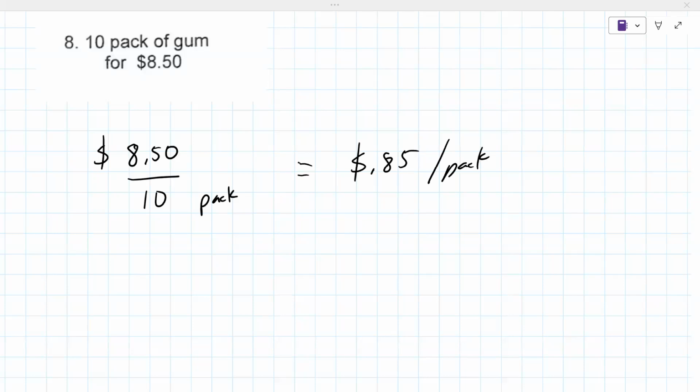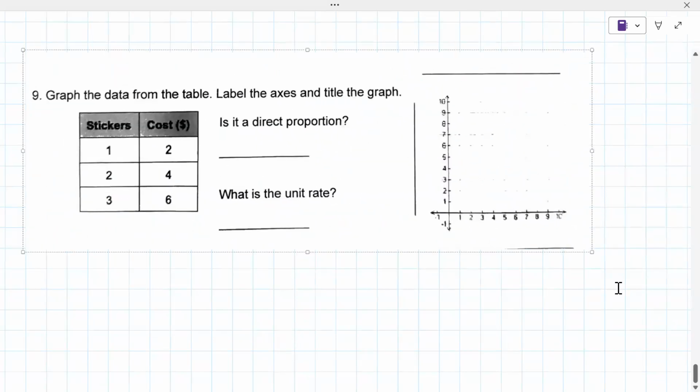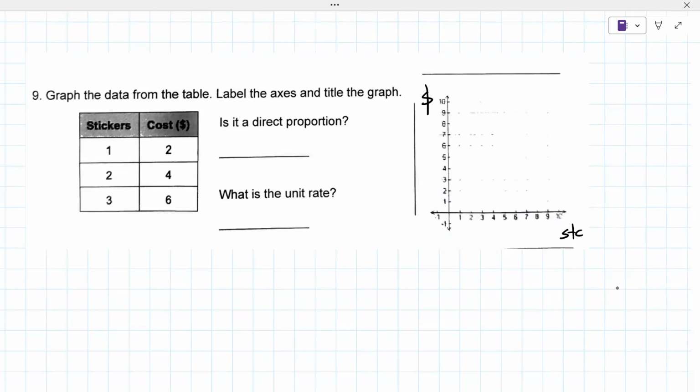All right. Number nine asks you to graph. We've actually not done any graphing, not that that's a problem here. You want to label the axes. Like we've talked about, the money is on the Y, and this is the stickers. So 1, 2 is 1. There's a dot there. 2, 4, 3, 6.